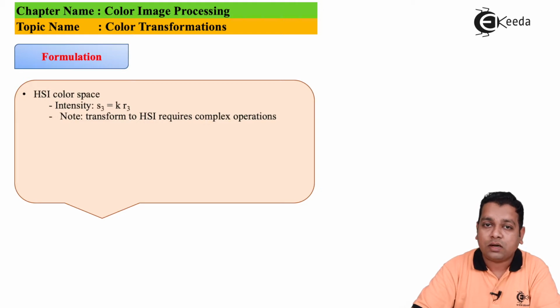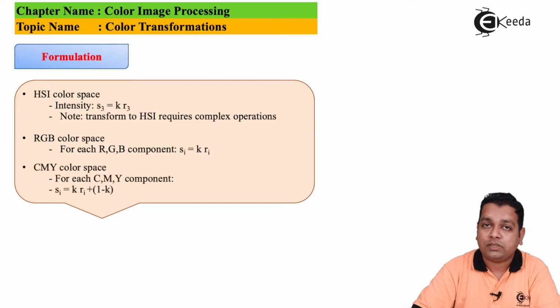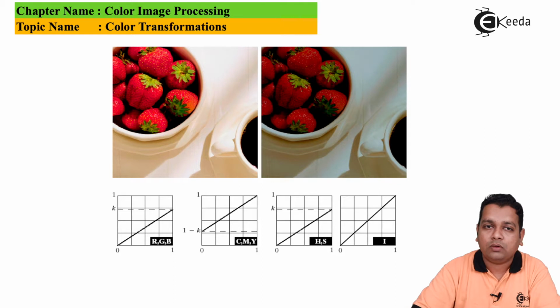Here we can note that the transform to HSI requires complex operations. In the case of the RGB color space, for each RGB component we can in general represent s_i = k times r_i. And in the case of another color model, the CMY color space, for each CMY component we have s_i computed as k operated over r_i, added to the second term, 1 minus k. So here we have this figure.